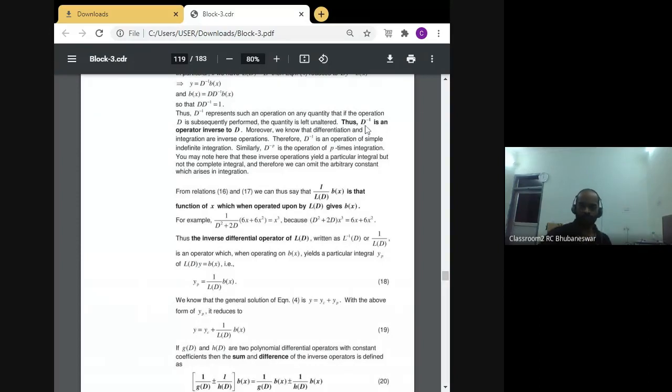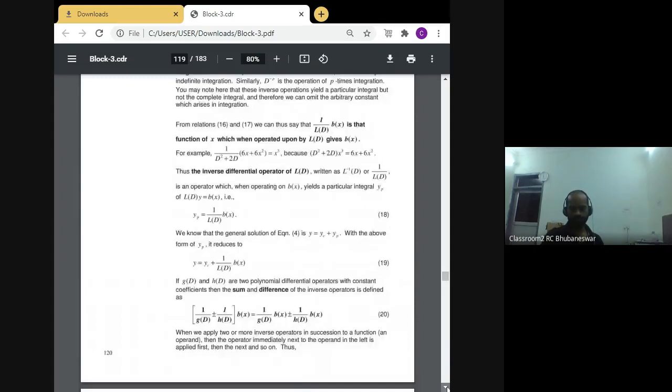As we know, capital D equals d by dx, that is the differentiation. If we represent D to the minus 1, that is the inverse of the differential operator, and the inverse of the differential operator is nothing but the integration with respect to x. That has been written here. So the inverse differential operator of LD can be represented as L to the power minus 1 in the form of D, or 1 by LD. That is the inverse differential operator, and that will act as an integration over the unknown function u.